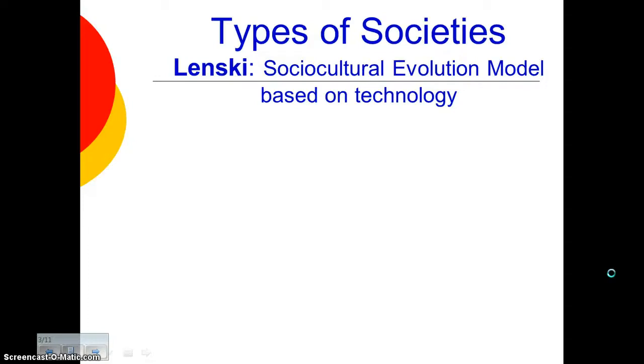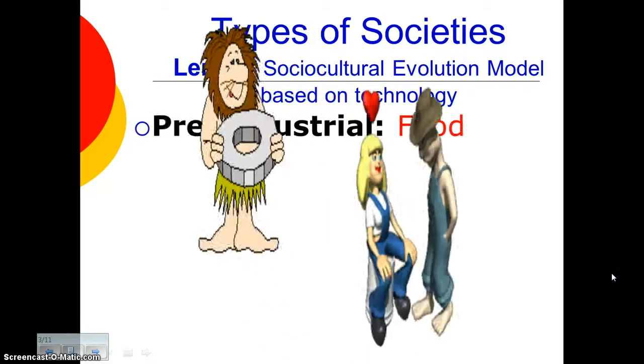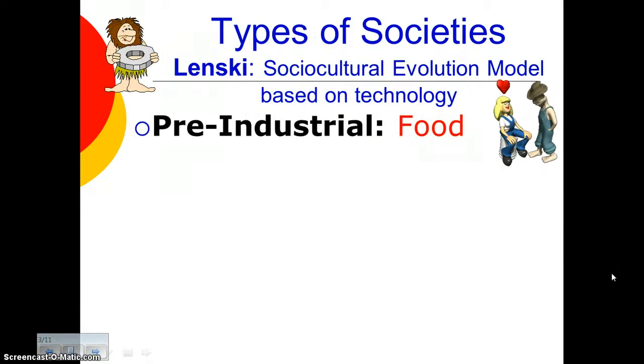So, if we take a look, the most basic type of society would be what he called a pre-industrial society. Food is the major economic activity. It's usually done with human or animal labor. Production tends to be very slow, tends to be limited. There's normally a very strong bond within the family unit.